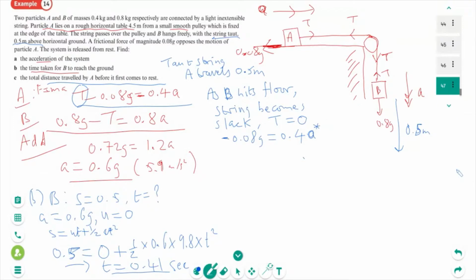So if you do that calculation, if you work out minus 0.08 times 9.8 divided by 0.4, you'll get minus 0.02 g. That tells you particle A is decelerating. Particle A is becoming slower and slower until eventually it will stop, with velocity equal to 0. So we want to know how far it moves until it stops.